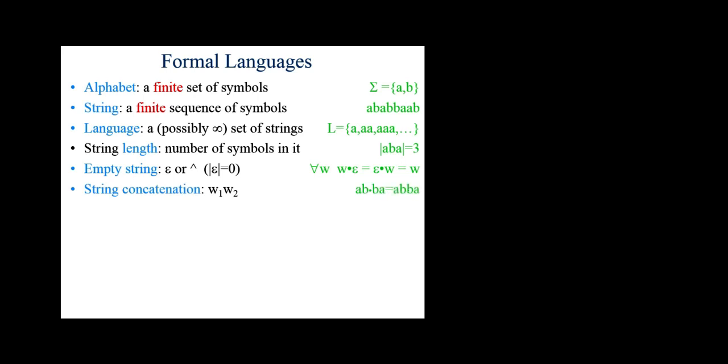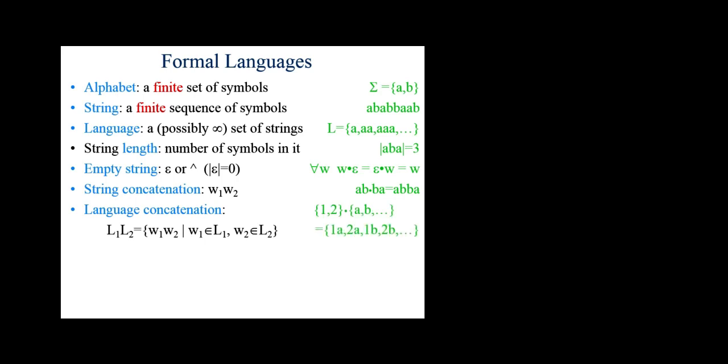String concatenation is defined as all the characters of one string concatenated to all the characters of the other string that you're concatenating with. So here's an example of concatenation of strings. Now, the concatenation operator can be extended to languages, and to concatenate two languages, L1 and L2, juxtaposition means multiplication, just like in algebraic scenarios.